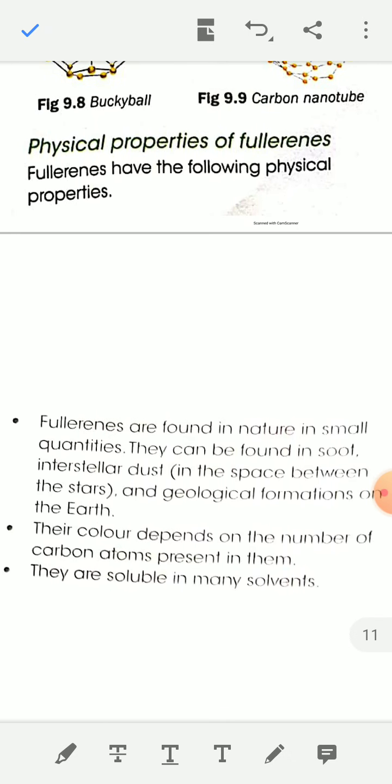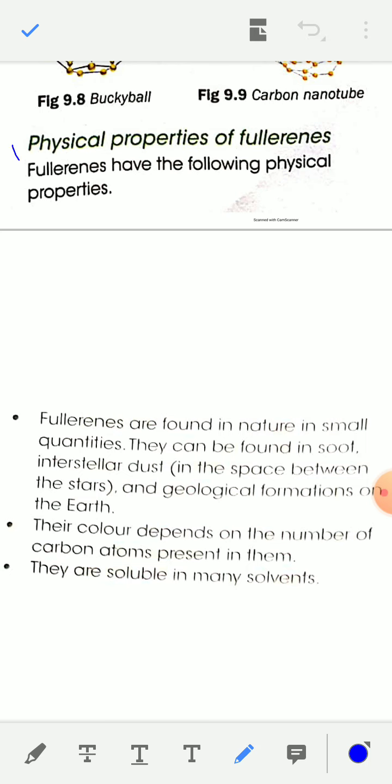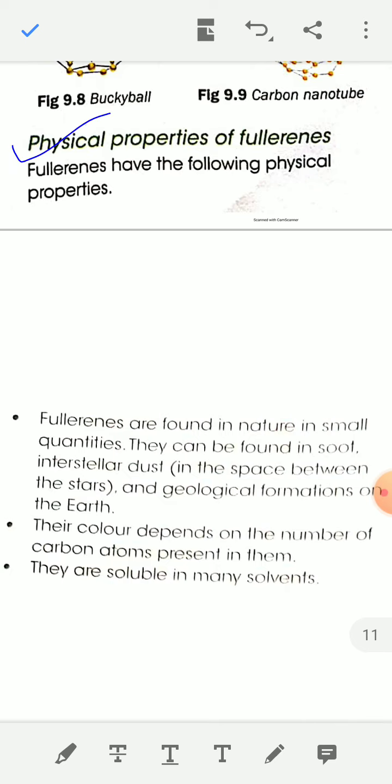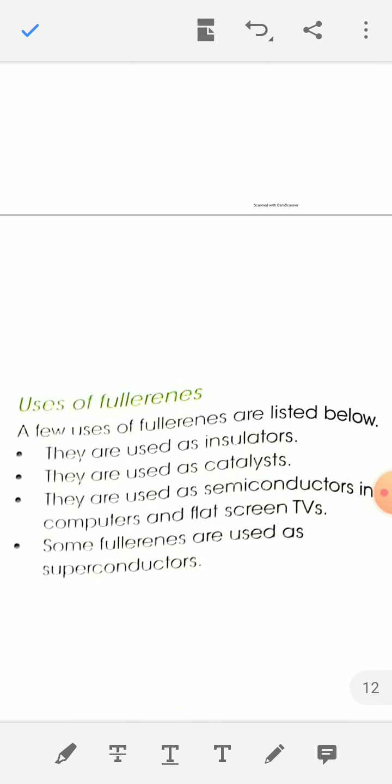Now physical properties of fullerene. Fullerenes are found in nature in small quantity. They can be found in soot and interstellar dust. Their color depends on the number of carbon atoms present in them, and they are soluble in many solvents.